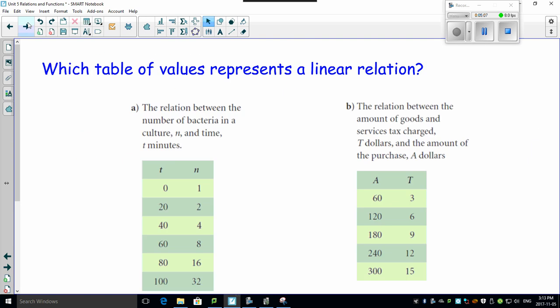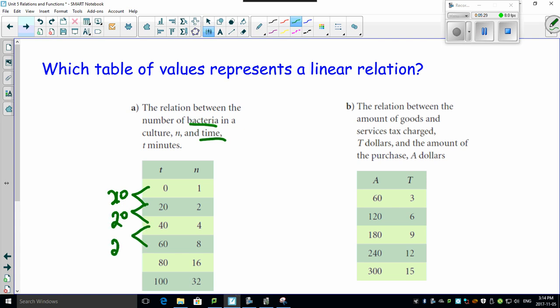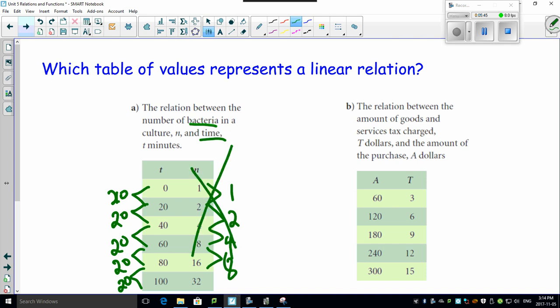All right, so let's look at some examples. Here we go. Which table of values represents a linear relationship? We got a relationship between the number of bacteria in a culture and time. So, okay, look at this. Look how these times are going up by 10. Oh, sorry, by 20. Oops. 20 goes to 40. That's going up by 20. 40 goes to 60. So far it looks like we're going up by a constant amount, right? Okay, let's look at this. That goes up by 1. Uh-oh. That goes up by 2. That went up by 4. That went up by 8. No, not linear.